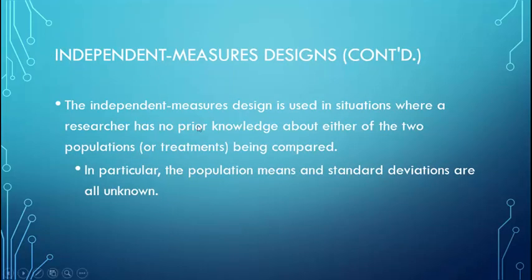So the independent samples design is used where you have no knowledge about either of the two populations, meaning you don't know anything about population means or population standard deviations. So the population means and standard deviations are unknown. All we are doing is comparing one sample mean to the next sample mean.